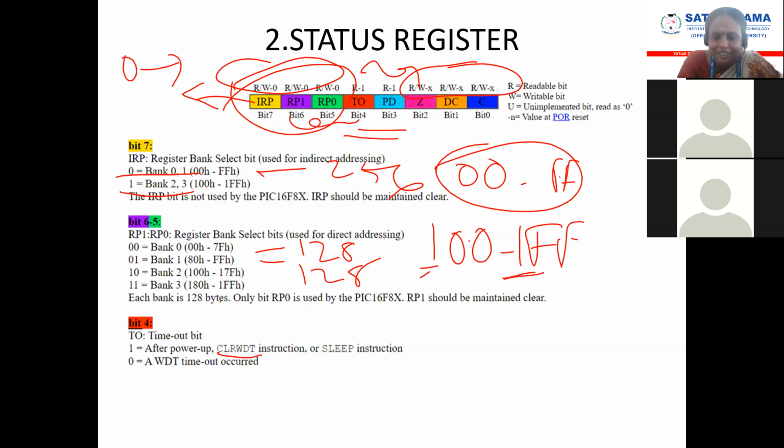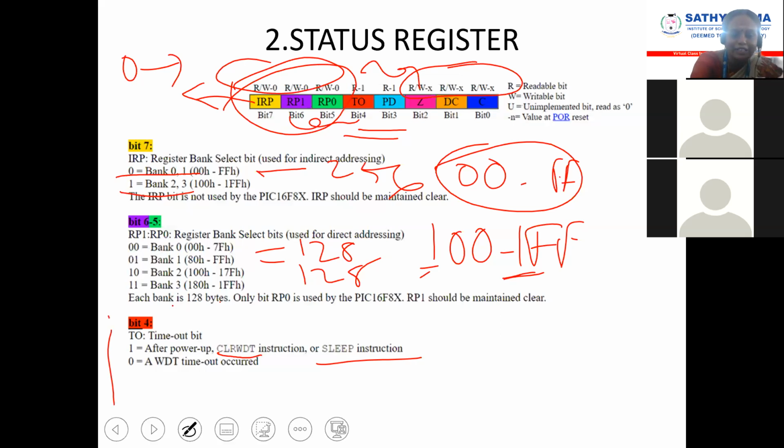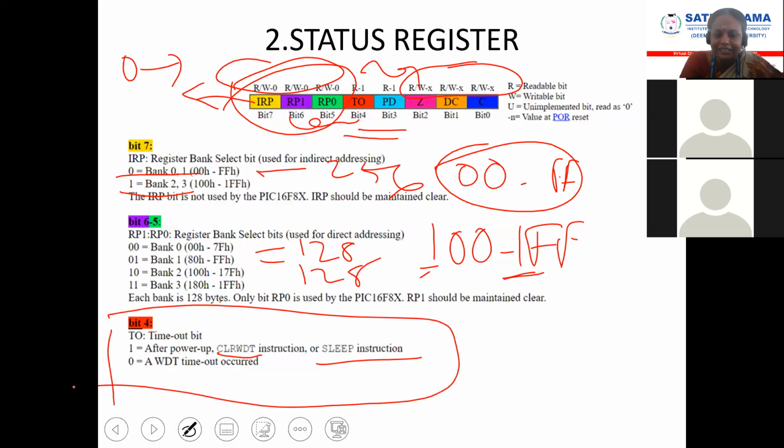So clear watchdog timer. We all know the sleep instruction. Sleep instruction means in your laptop you put it to sleep. Then when you switch on, it resumes at the same step where you put it in sleep mode. No applications will be closed, but the oscillator will be turned off. The same thing here. So timeout is 1 and 0. 1 means after power-off, either the watchdog instruction or the sleep instruction will work. 0 means the watchdog timer will occur. That means it will keep on counting.